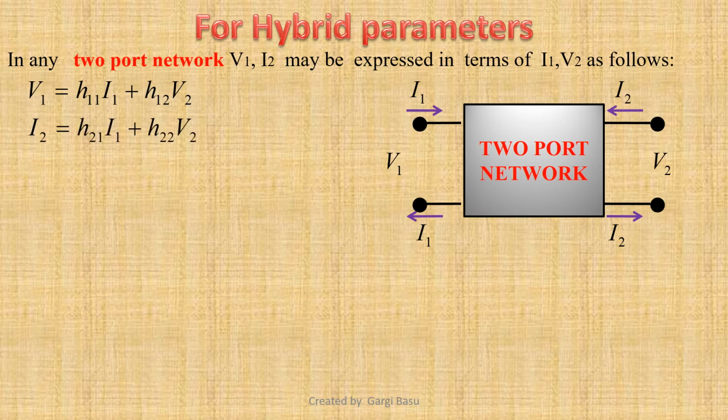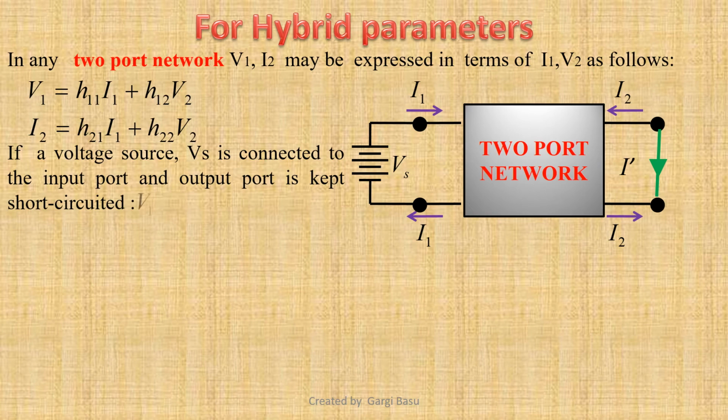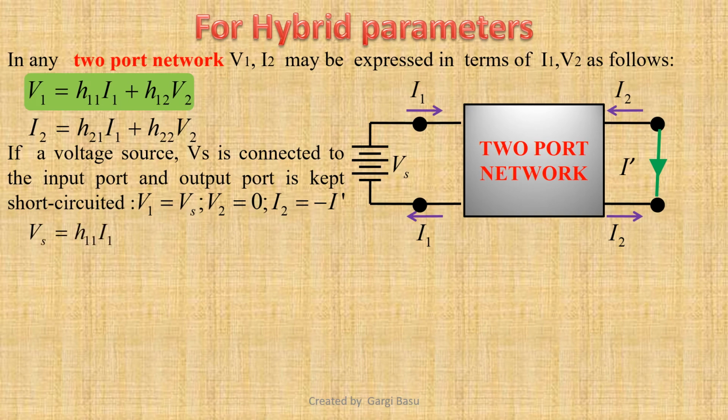Let us now connect a voltage source Vs at the input port, and the output port is short circuited. Therefore, V1 equals Vs, V2 equals 0, I2 equals minus I dash. Now, from the first equation, we get Vs equals H11 I1, and the second equation gives us minus I dash equals H21 I1. Therefore, I dash equals minus H21 divided by H11 times Vs.